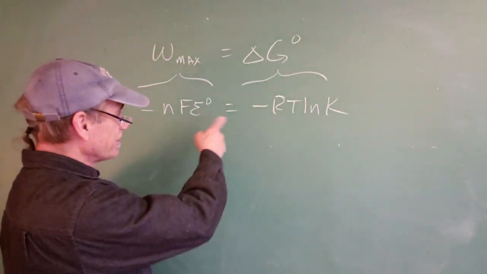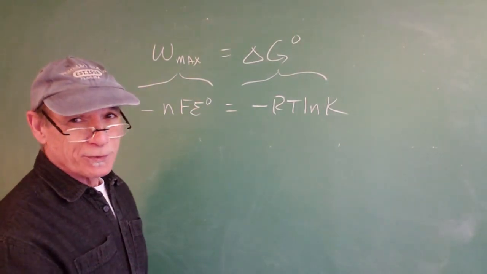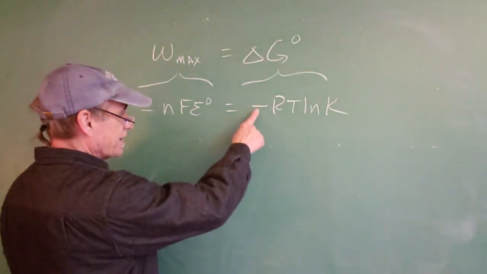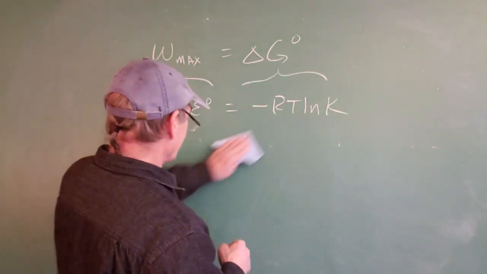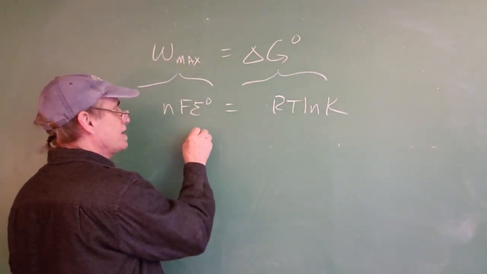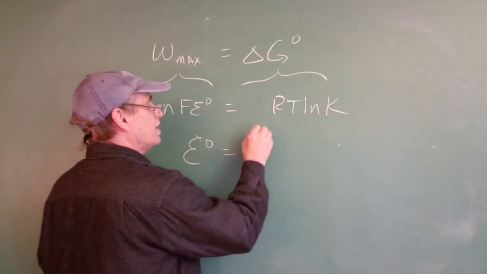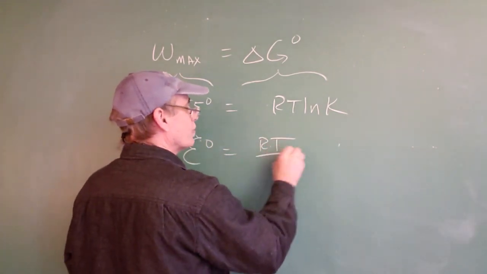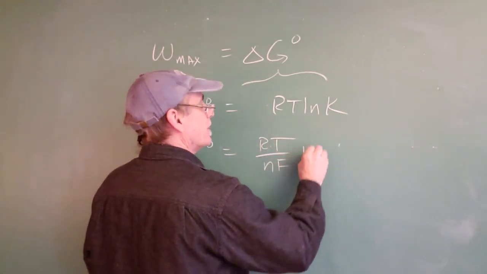We're going to have to derive an equation that relates the two. But it's awful ugly the way it is now, so let's pretty it up a little bit. I'm going to go ahead and get rid of the negative signs on both sides. And I'm going to divide both sides by NF. So I've got E naught is equal to RT over NF ln of K.